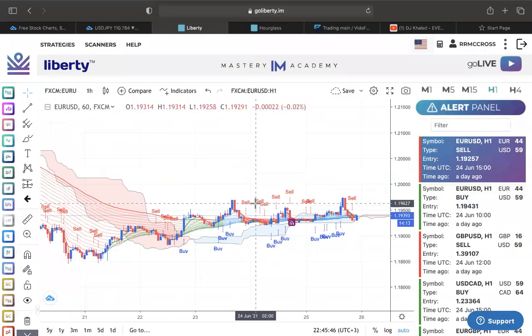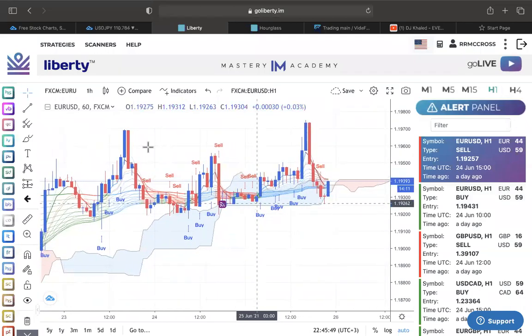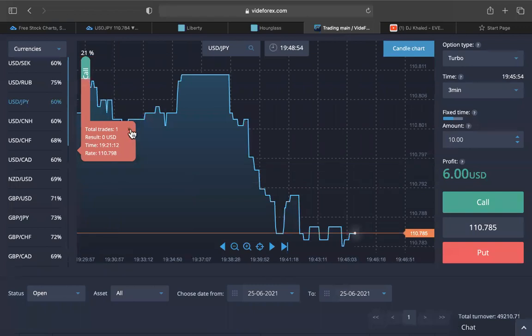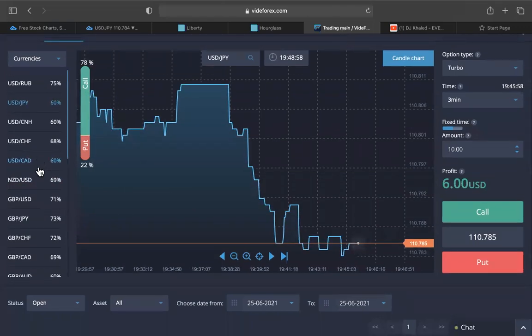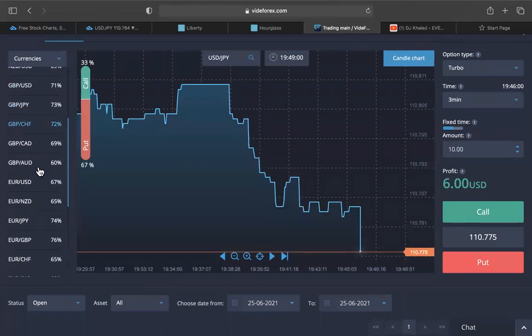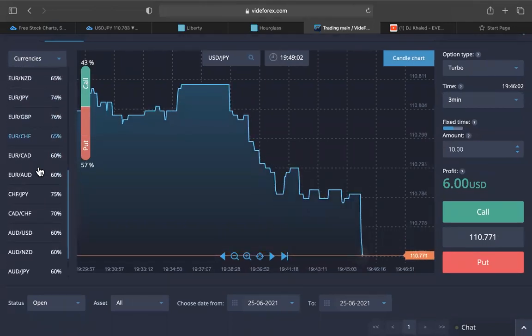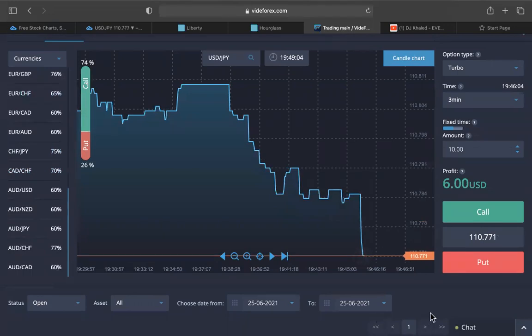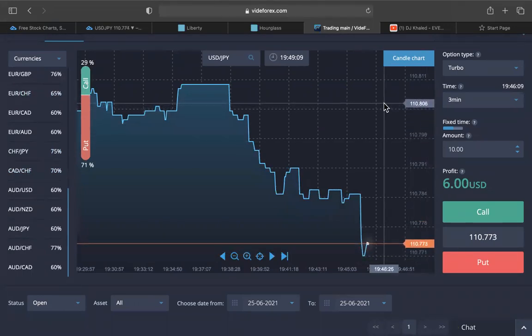All right, cool. Now, Gold Liberty, first things first, you would go to your broker, of course. So we're gonna go ahead and find a high paying pair above 70%. This is gonna be the Gold Liberty strategy.